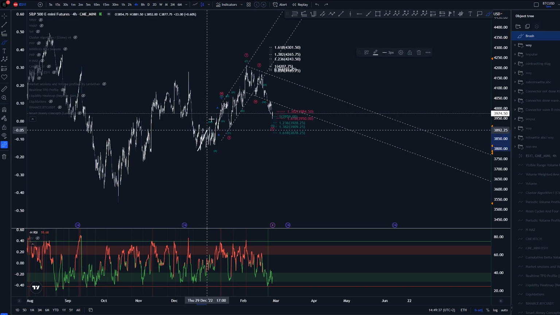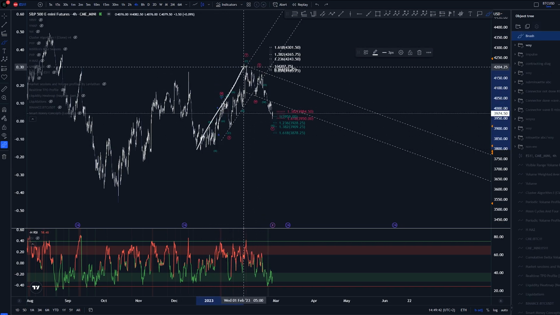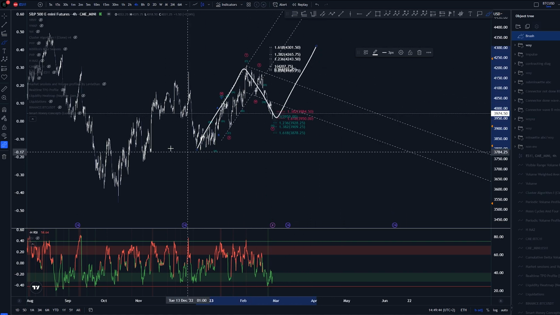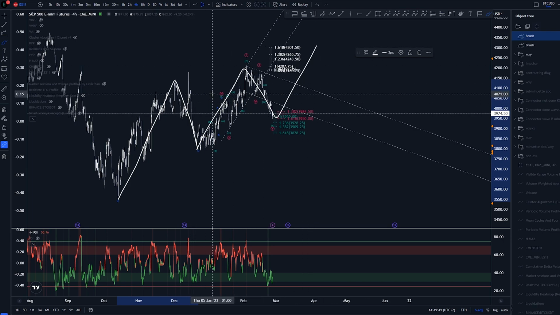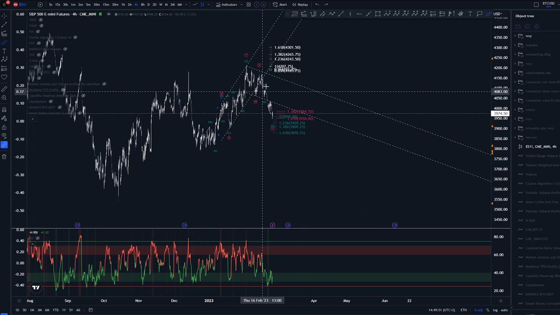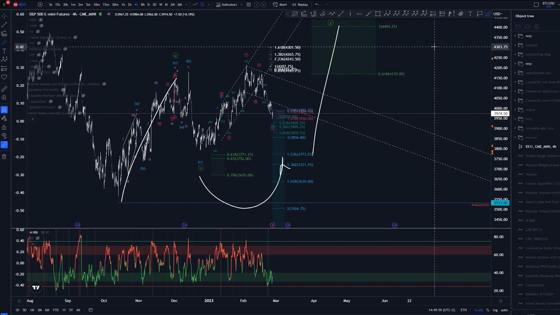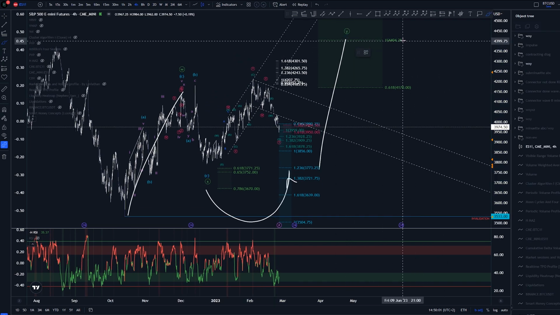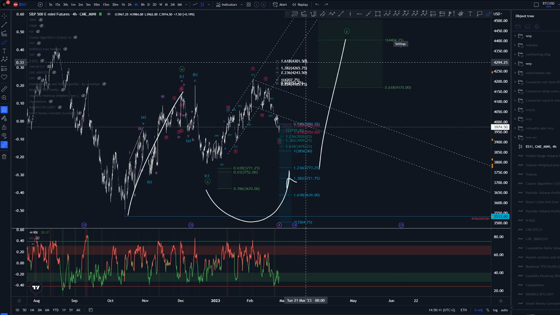However, if this indeed is a 3-way structure here, we could be looking for another 3-way structure upwards to complete this whole thing a bit more, since this structure was not hitting the 1-to-1 of this first structure over here. I think I have it somewhere here. Yeah, this one. So the original target was $4,400, and we only hit around $4,200. So that's one of the issues here.